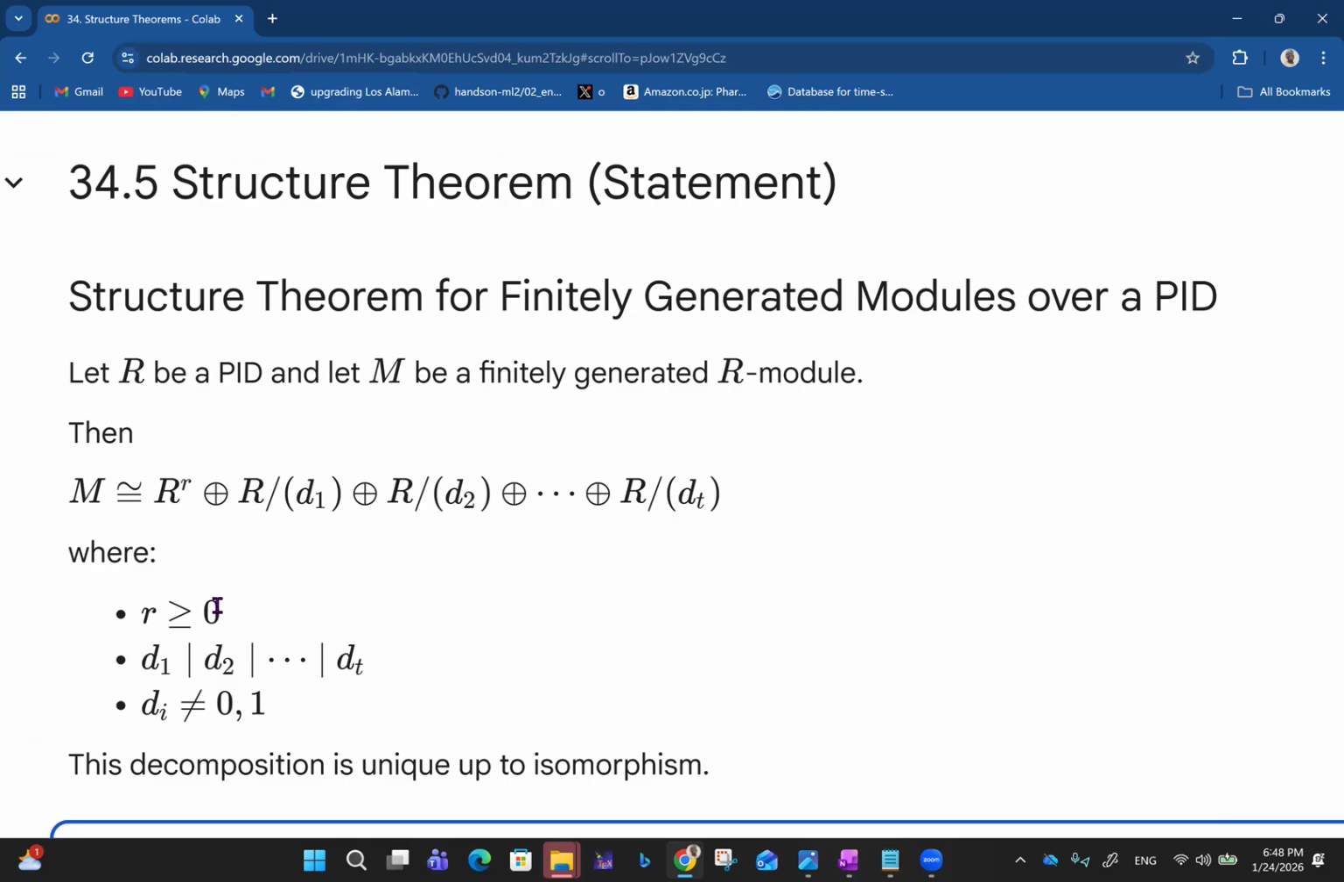Here the small r is greater than or equal to 0, then d1 divides d2, d2 divides d3, all the way to dt. And then we can say that each di is not equal to 0 and not a unit. So this decomposition is unique up to isomorphism. So this is the statement for finitely generated modules over a PID.